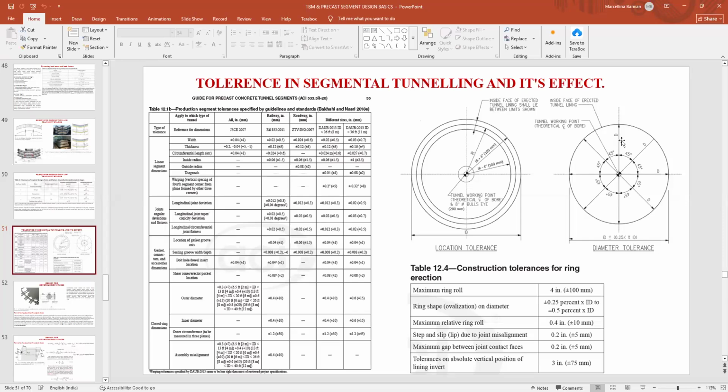After the production of the segments or after the installation of the segments, you need to check that these tolerances are validated. So after the full ring has been developed or all the segments have been put in place, in the regular survey data you can check whether these tolerances are within the limit. If it is not within the limit, then you have to take some precautionary action.